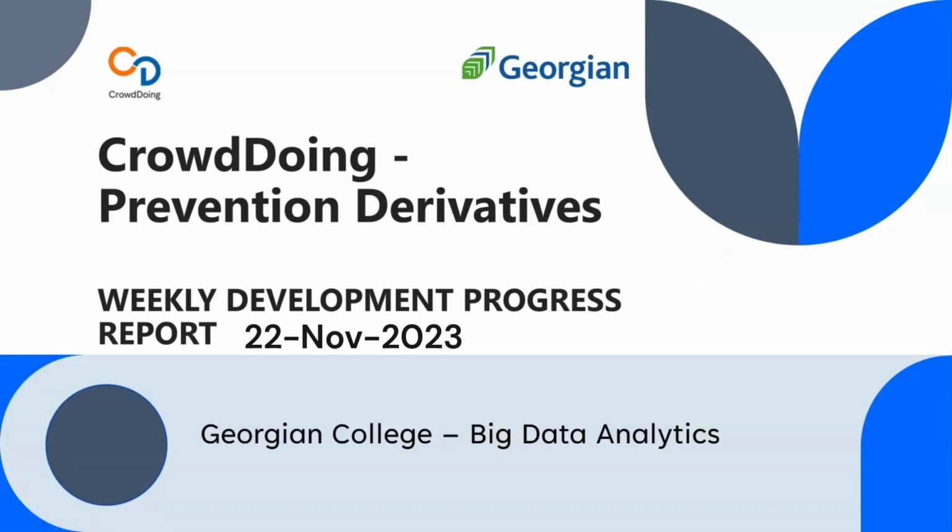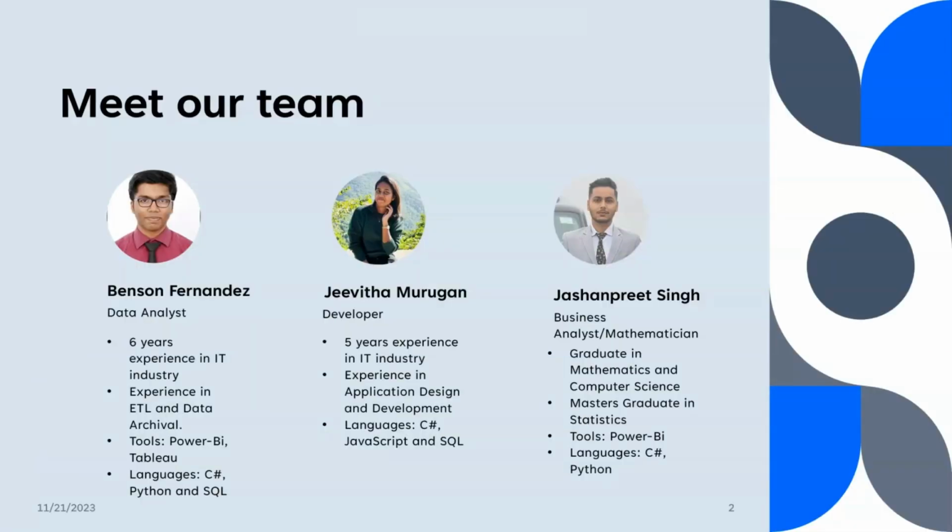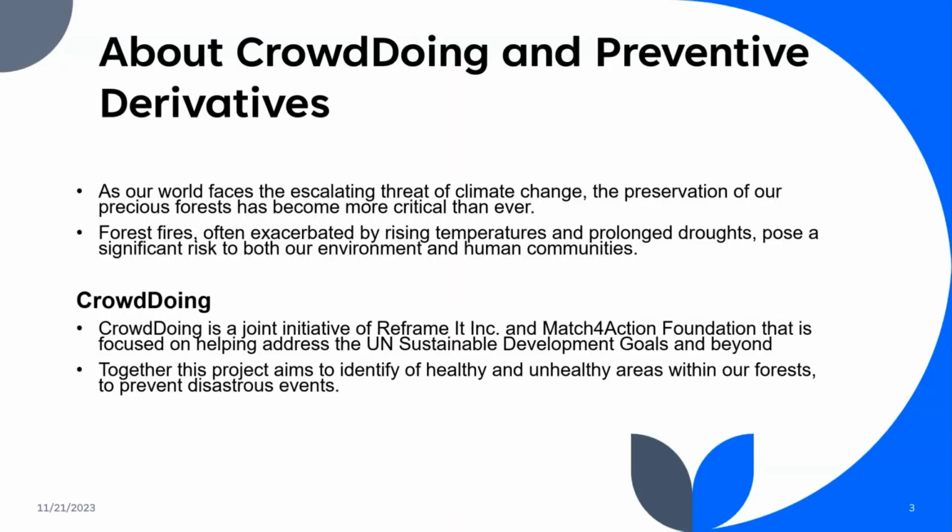Greetings everyone, we are Group 2 and we are here now to present our work on our project CrowdDoing Preventive Derivatives. As per our objective, we are here to develop a health score that can show the healthy and unhealthy regions of the forest using weather factors.